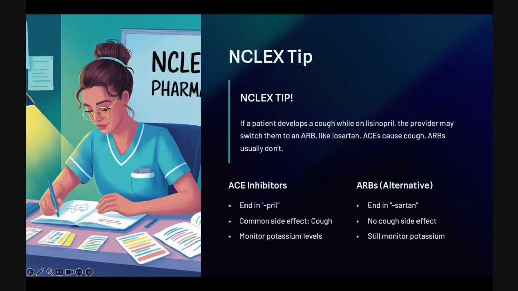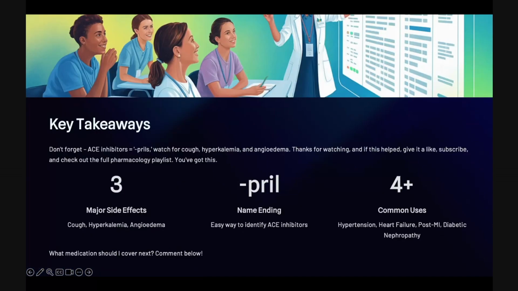NCLEX tip: if a patient develops a cough while on lisinopril, the provider may switch them to an ARB like losartan, and ARBs will end in tan. ACEs cause cough, ARBs usually don't. ACE inhibitors end in pril, common side effect cough. You want to monitor potassium levels. With ARBs, no cough as a side effect, but you're still monitoring potassium.